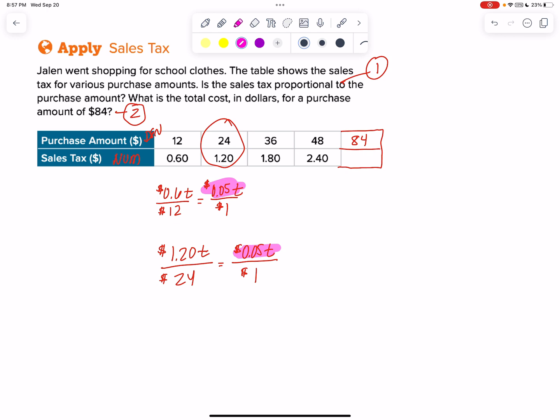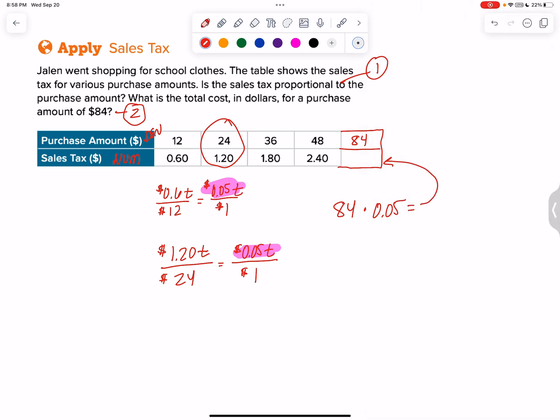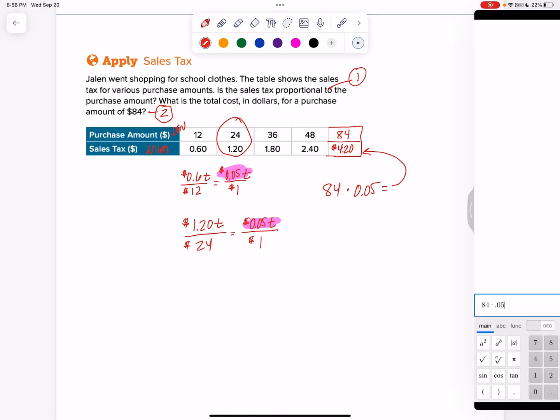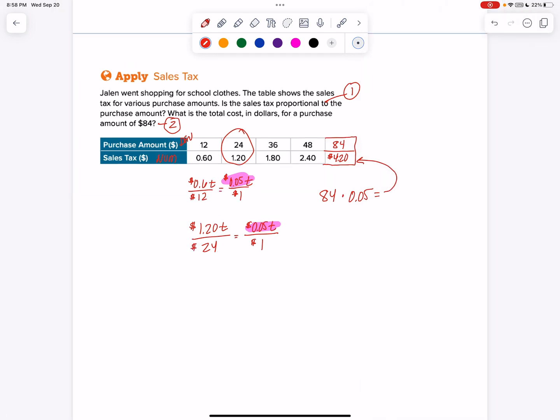That means if I have $84, what do I do? How do I find out what that is? Well, our multiplier for every dollar is 5 cents. So 84 times 5 cents. So we're going to go ahead and do that times 0.05. And what do we get for right here? Let's check it out. 84 times 5 cents. And we get $4.20, 4.2. Okay, and there we go. Just want to check that one more time. 84 times 0.05. Yep, good. All right, and so there's our answer for the $85.